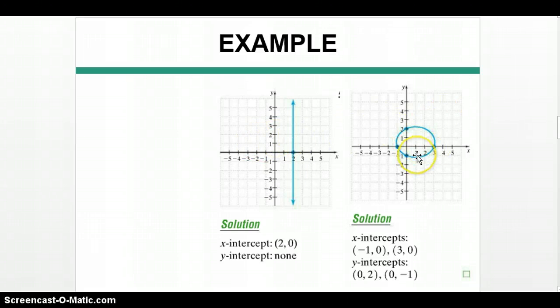Here, the graph intersects the x-axis at 2 points, one at 3 and the second at -1. So the x-intercepts are (-1, 0) and (3, 0). The same graph intersects the y-axis at 2 and -1. So the y-intercepts are (0, 2) and (0, -1).